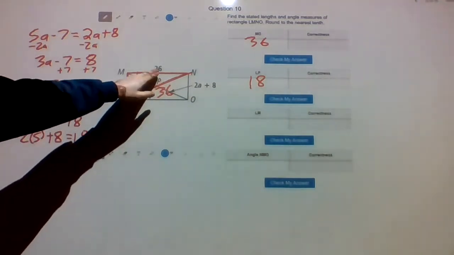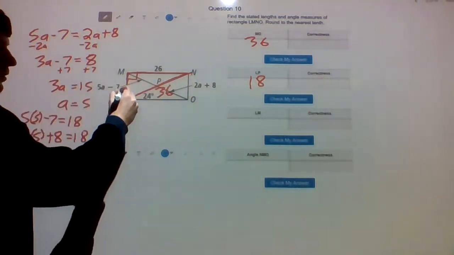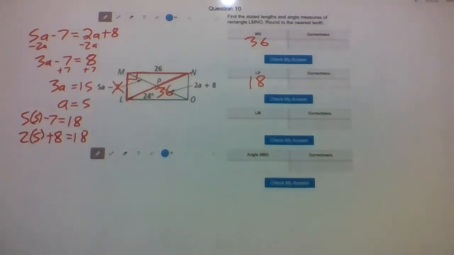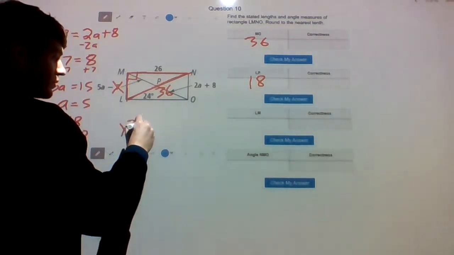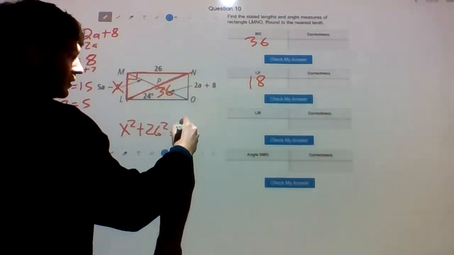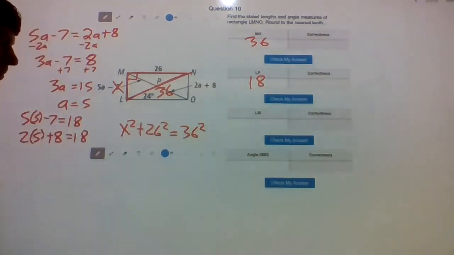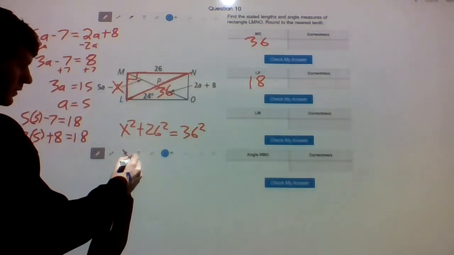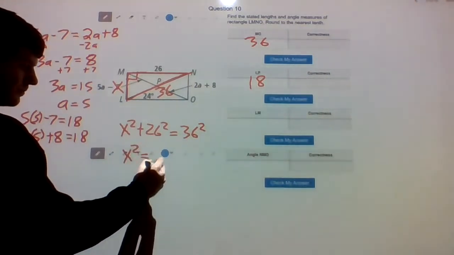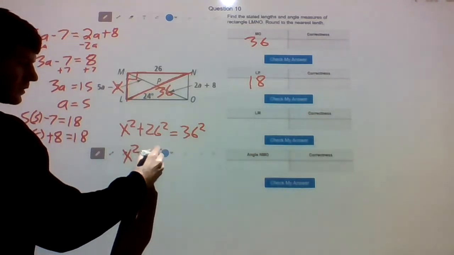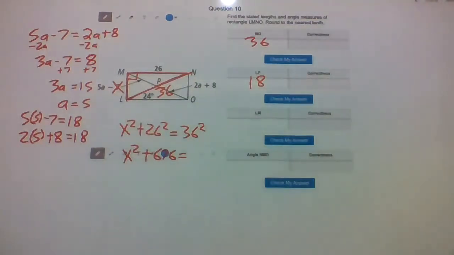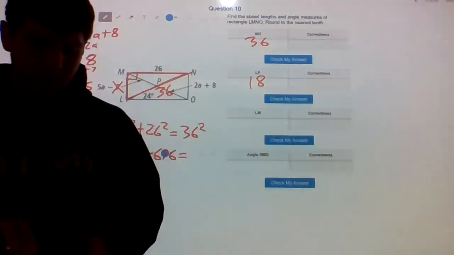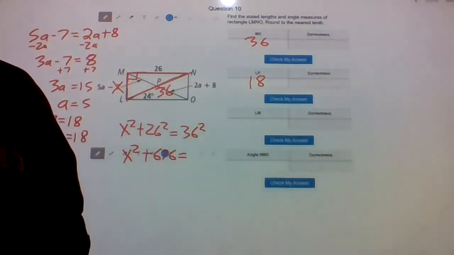So we have two sides of a right triangle, and we're looking for ML, or LM, which is our third side. So we have x squared plus 26 squared equals 36 squared. So x squared plus 676 equals 36 squared, and I don't remember what 36 times 36 is, so we'll grab my phone. It was 1296.